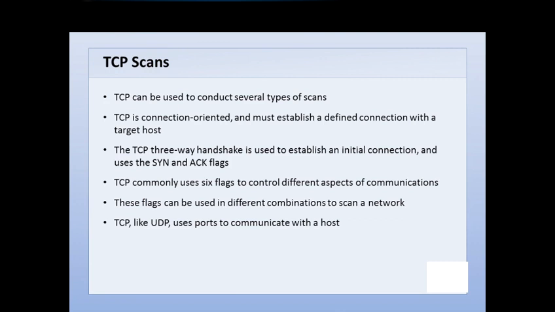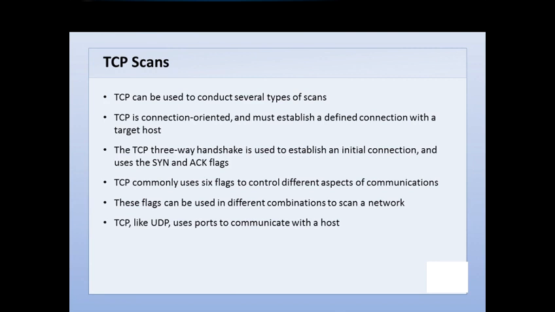Now, because TCP is connection oriented, it has to establish a defined connection with the target host. And the way it does that is through its three-way handshake. I'm not going to repeat basic network theory to you, but essentially you know that the three-way handshake is where one host sends a SYN to another host to synchronize, the other host sends a SYN ACK back to synchronize, and then the first host sends an ACK back, and that establishes the three-way handshake. There are certain scans that can use variations of that three-way handshake to send certain kinds of traffic to a host and get different responses back.